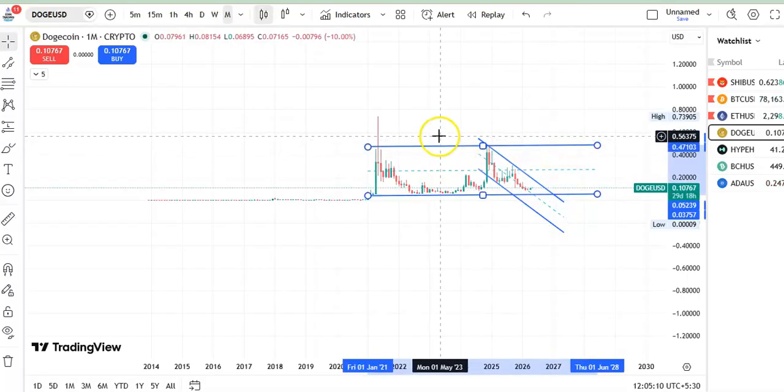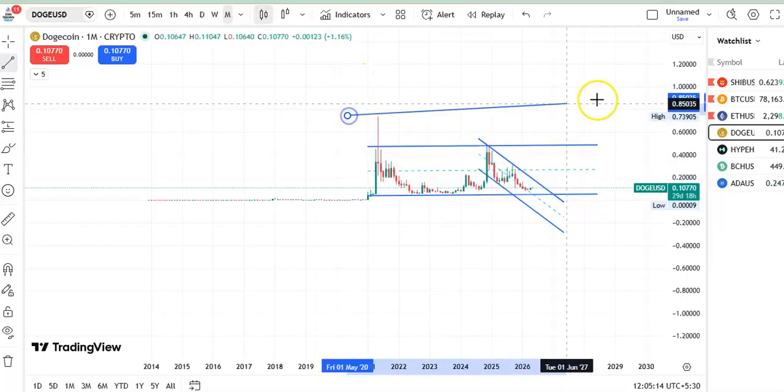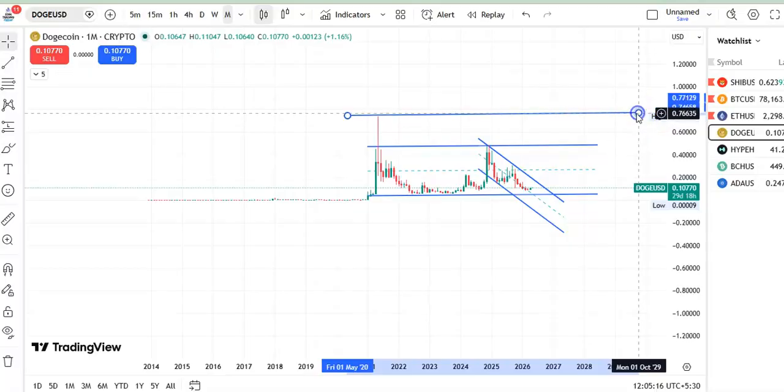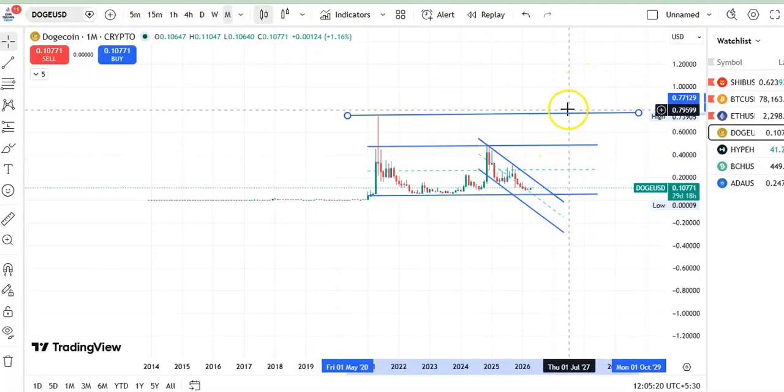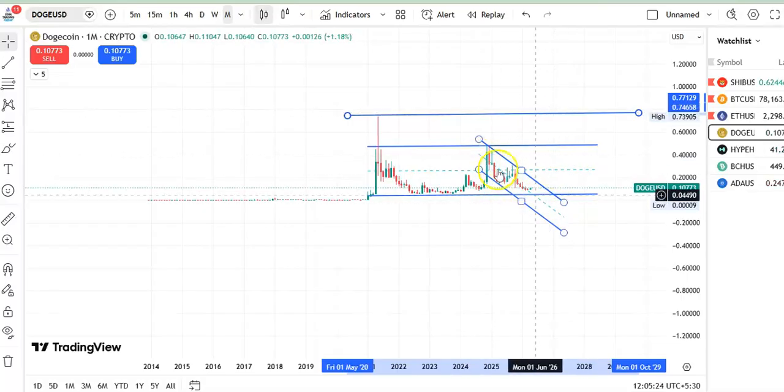Okay, so you can see there is a resistance level over here also. After the breakout the candles may move to this resistance level first, and if the breakout happens it may move forward to the next resistance level. So currently you can see candles are falling in this downtrend channel pattern.